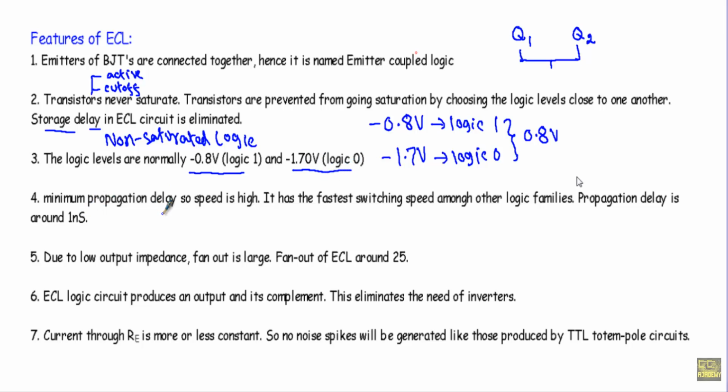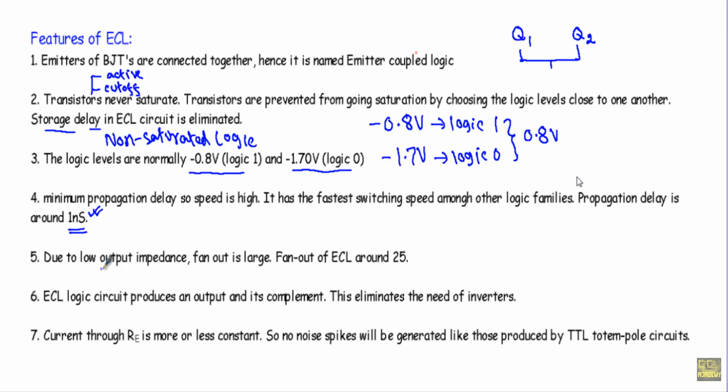Fourth point is minimum propagation delay. So the speed is very high. It has the fastest switching speed among other logic families. Propagation delay is around 1 nanosecond. See, our ECL logic circuits will be non-saturated logic circuits. As in non-saturated logic circuits, there will be no storage delay time. Therefore, the operating speed of the ECL logic circuits will be very high. Therefore, we will get a very small propagation delay, and you will see the propagation delay is only 1 nanosecond, which is the smallest in any logic circuit.